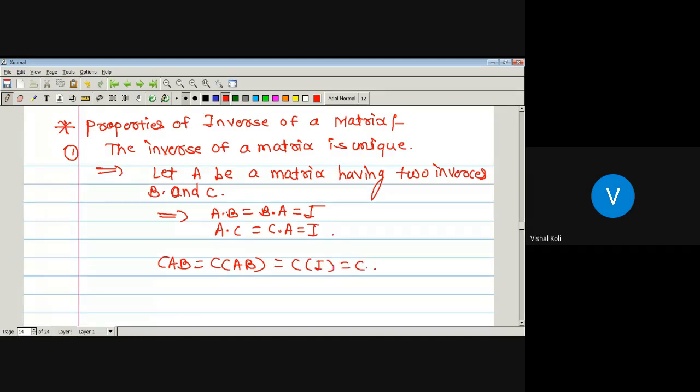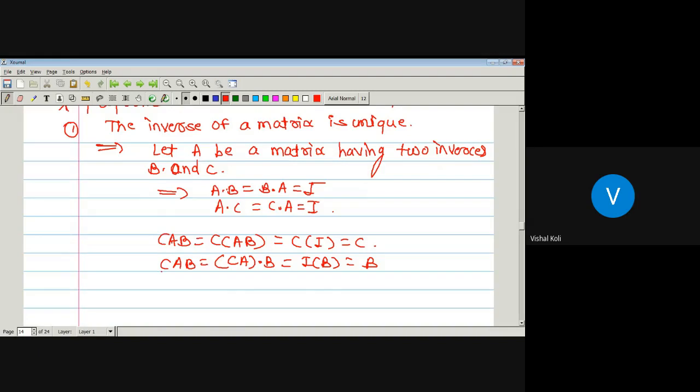Similarly, we can consider CAB as C into A into B, which is equal to C into A, that is I, into B, which is equal to B. So here, left hand side is equal, then right hand side must be the same, which implies B equals C. So if any matrix has two inverses, then they must be the same. And from that, we can say that the inverse of a matrix is always unique.